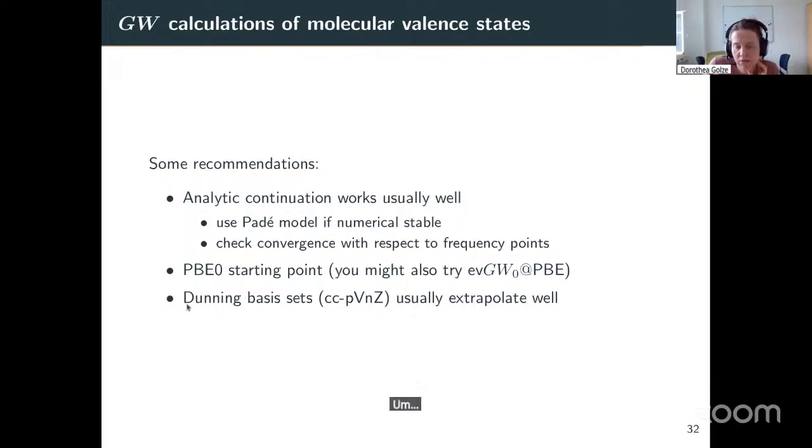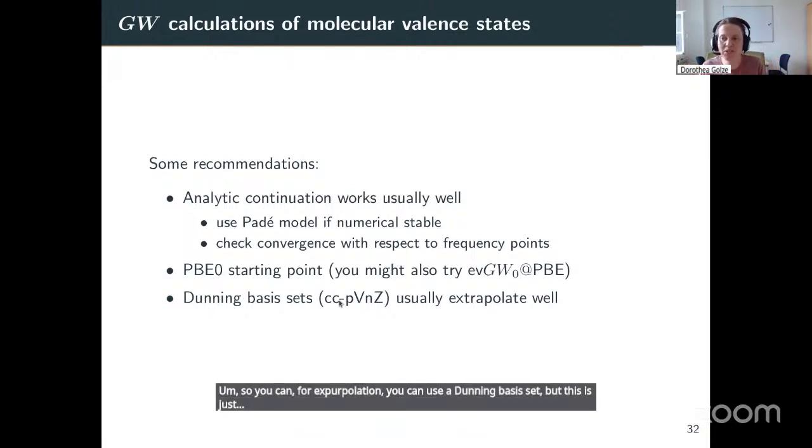So for extrapolation, you can use a Dunning basis set, but this is just one, right? So you can also use different ones like NAO optimized ones.